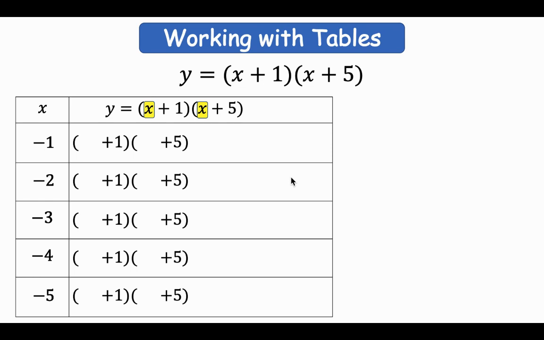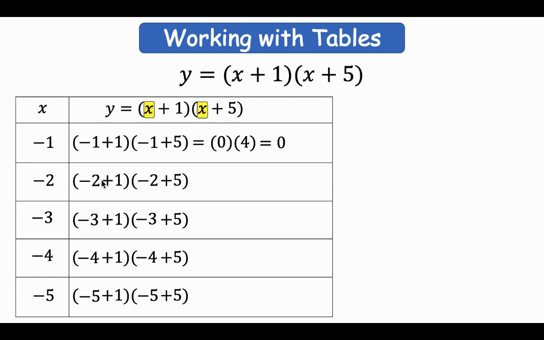Now what I'm going to do is wherever I left those blank spots, I'm going to put in my x values, and it should look like this. So again, put in your blank spots and then fill in your frames with your x values. Again, order of operations, you're going to do the parentheses first. Negative 1 plus 1 is 0. Negative 1 plus 5 is 4. So 0 times 4.